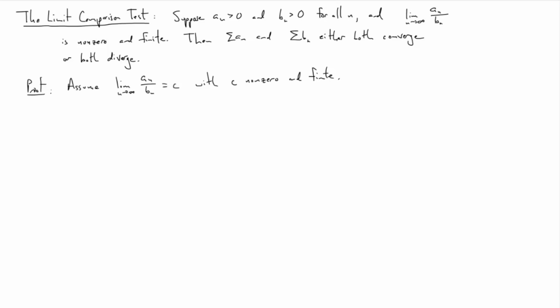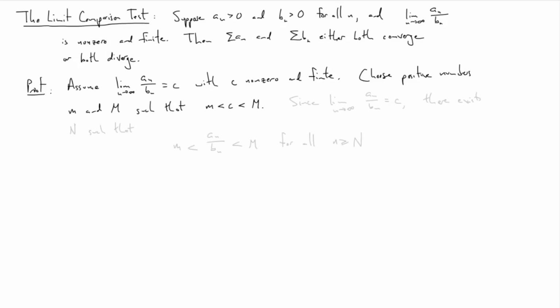proof. We'll start by assuming that the limit as n goes to infinity of the terms a sub n divided by the terms b sub n is equal to some number c, where c is not 0 and not infinity. I want to pick two positive numbers, lowercase m and uppercase M, such that c is strictly between them. And since a sub n over b sub n converges to c, that means if we go far enough out in the sequence, past the capital Nth term for some number capital N, then these terms a sub n over b sub n are arbitrarily close to c.